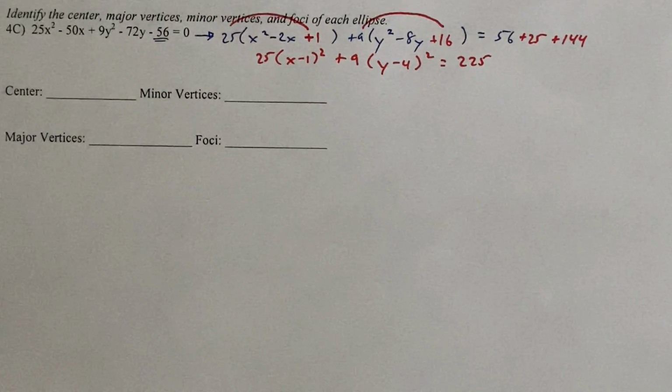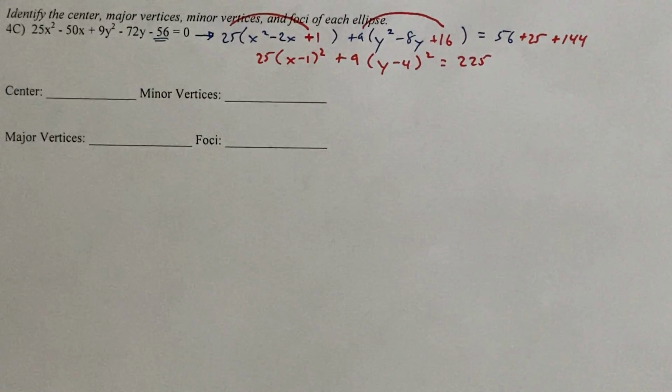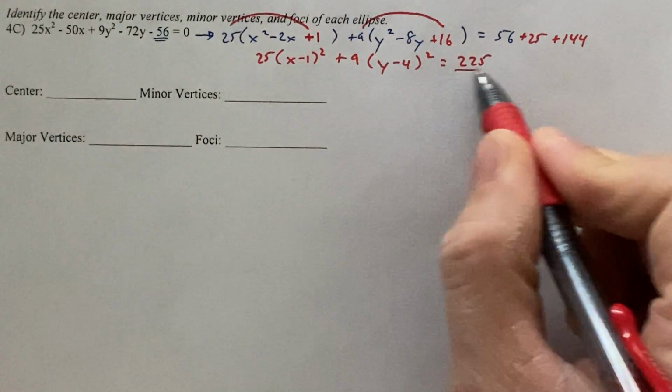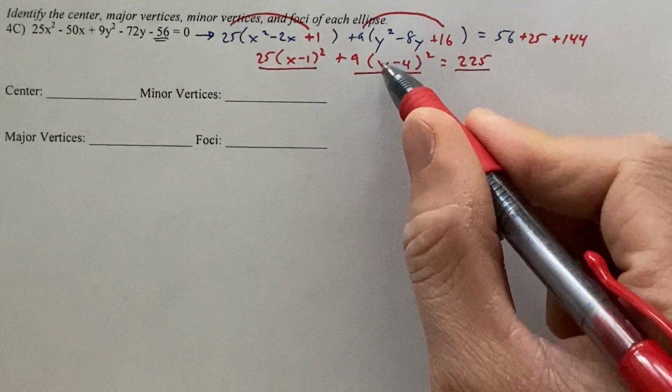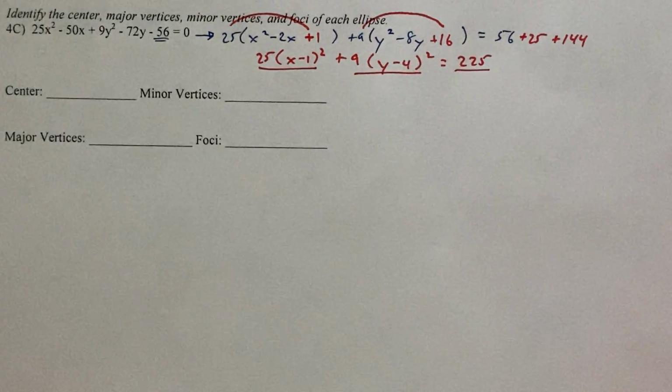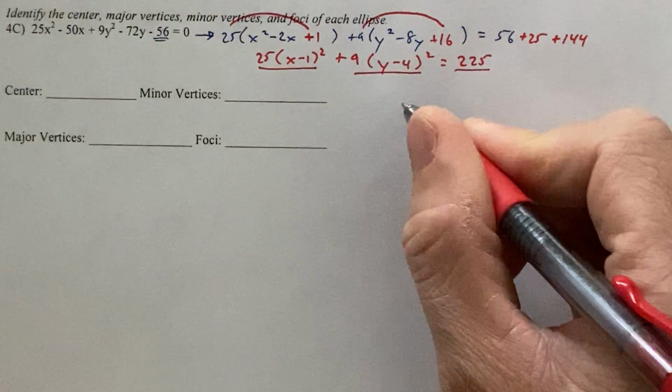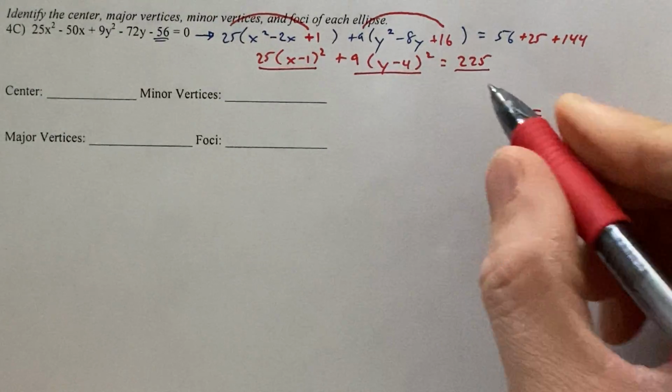We're almost done. Now, the right-hand side should not equal 225. For my equation, it should always equal 1. So what I need to do is I need to take this number and turn it into 1. How do I do that? Divide all three of these fractions by 225. If I did that, okay, that's going to equal 1.